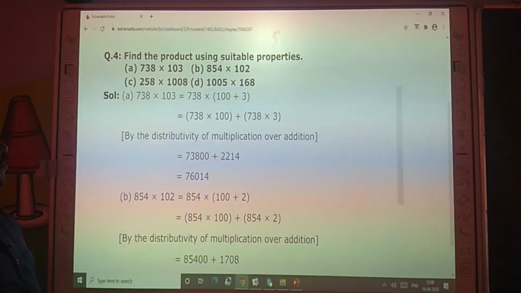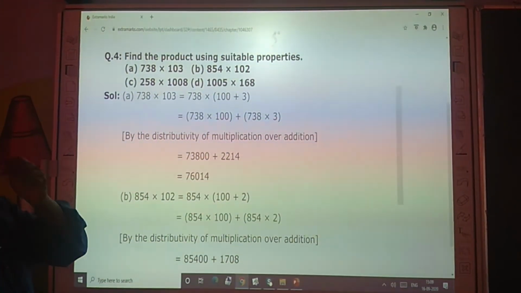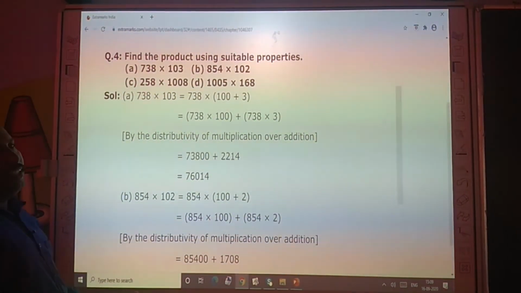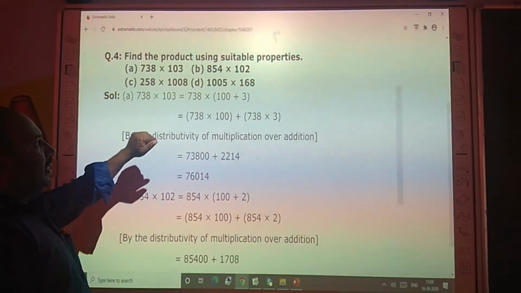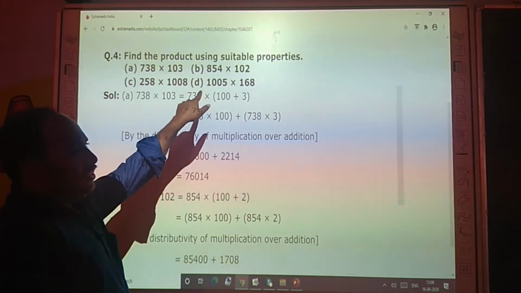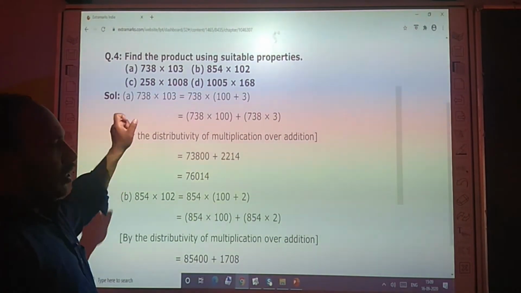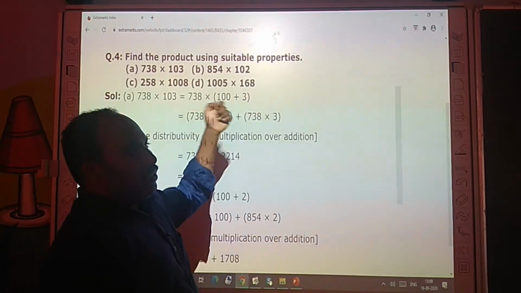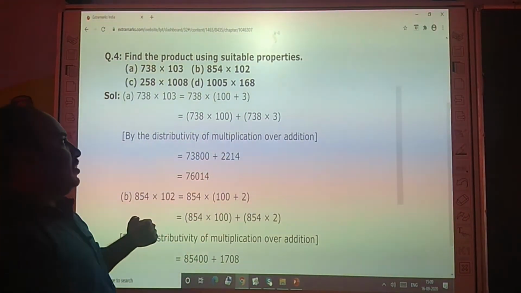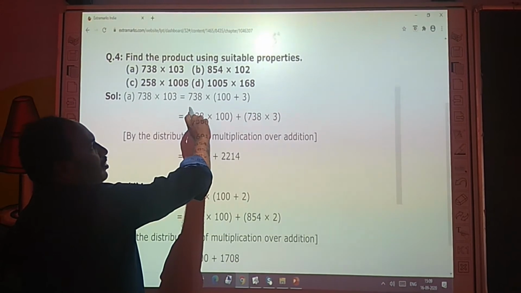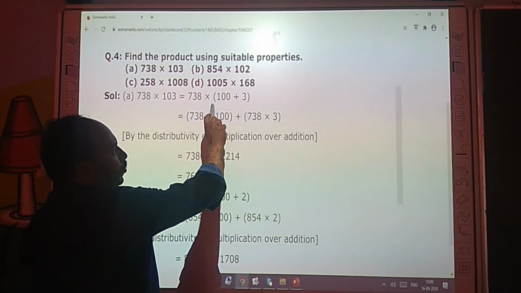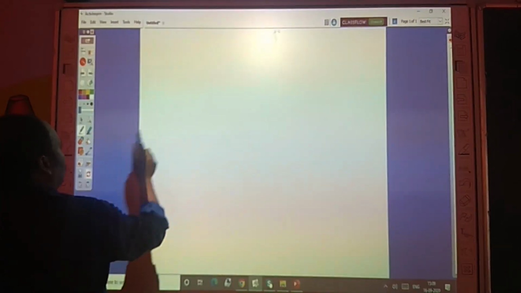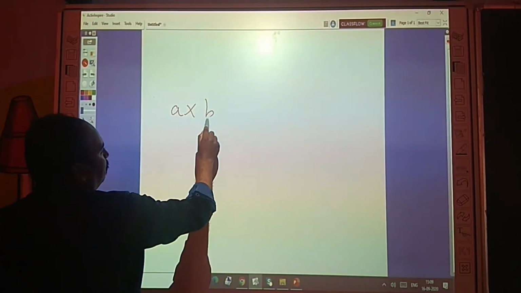Then question number 4. Find the product using suitable properties. First one, 738 into 103. 738 is a whole number, into 100 plus 3. 103, we write the number as 100 plus 3. Next we multiply. Use the distributive property: A into B plus C.